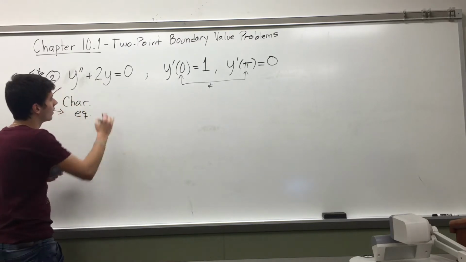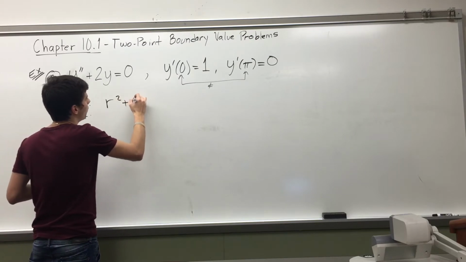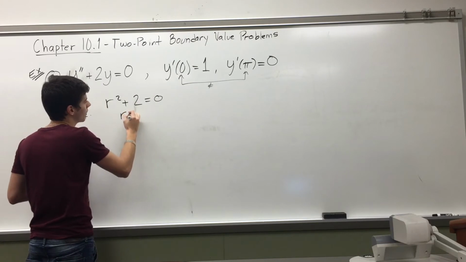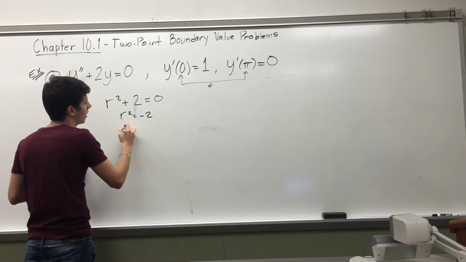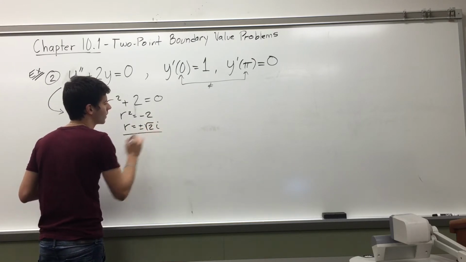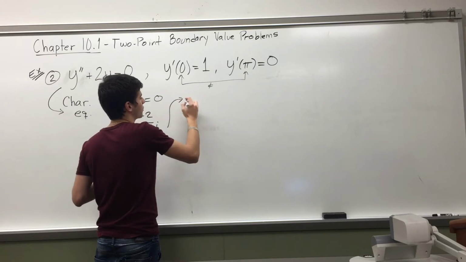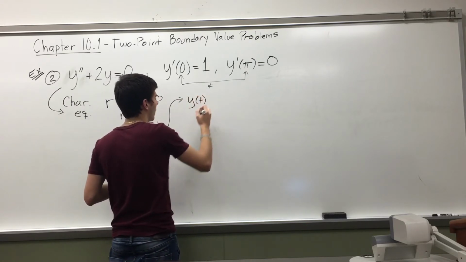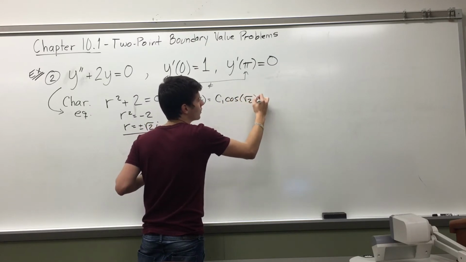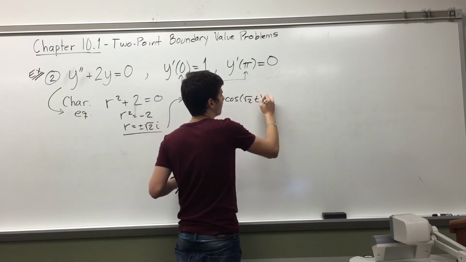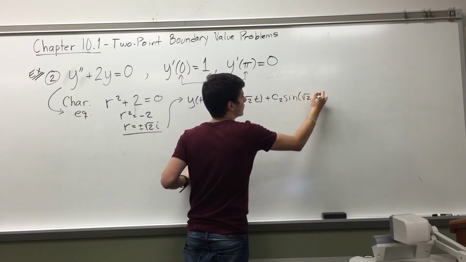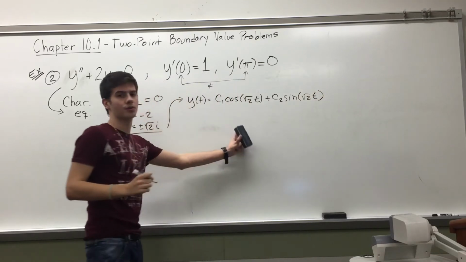I'm going to abbreviate here. r squared plus 2 is equal to 0. So r squared is equal to negative 2, and r is equal to plus or minus the square root of 2 i. And if we write down our general solution, we're going to have y of t is equal to c1 cosine of the square root of 2t plus c2 sine of the square root of 2t. So we have our general solution.